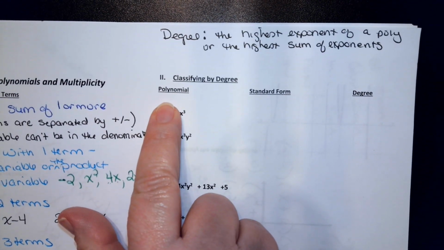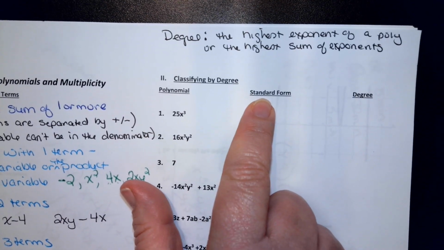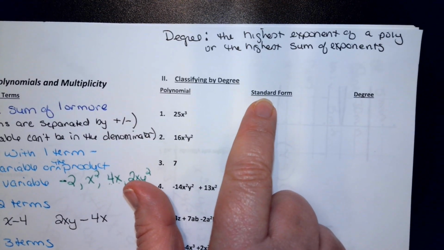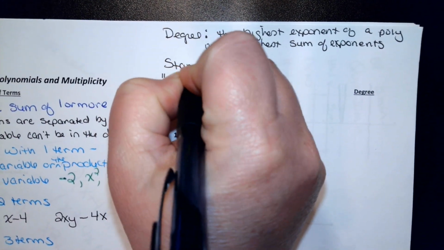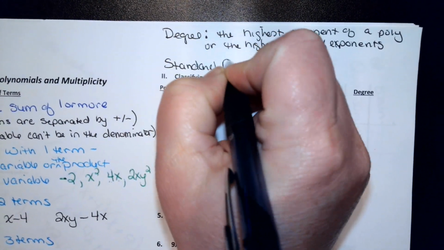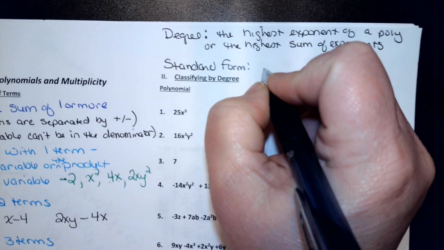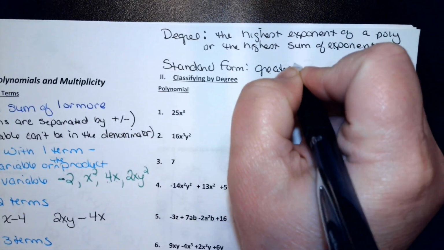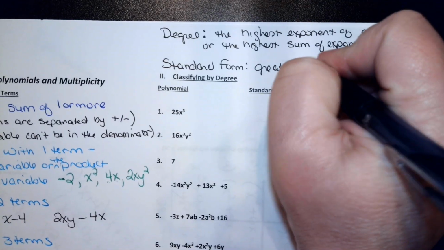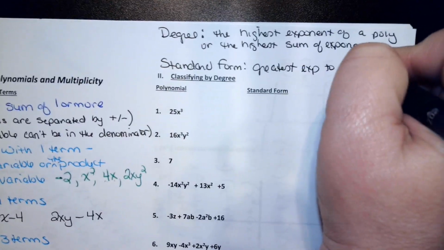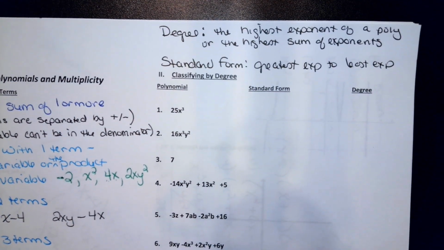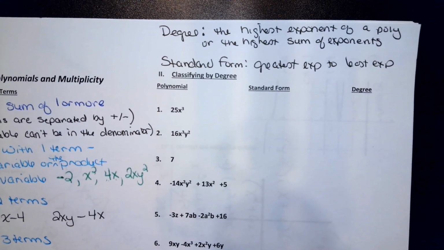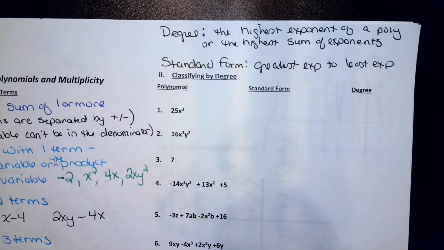So we know what a polynomial is. Standard form, we've talked about standard form. Standard form is from the greatest to the least. So let's just rewrite that as a reminder. Standard form is the greatest exponent to the least exponent. That's the highest value to the lowest value. So it should be in descending order.